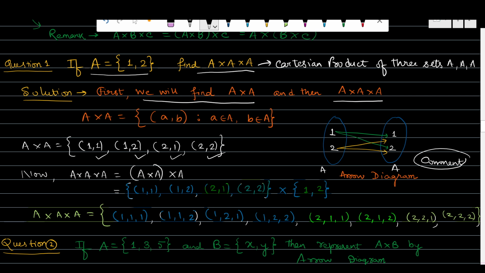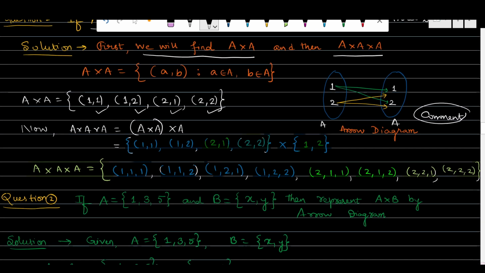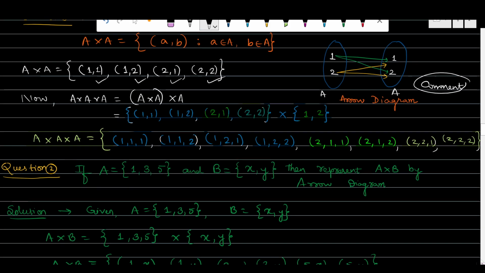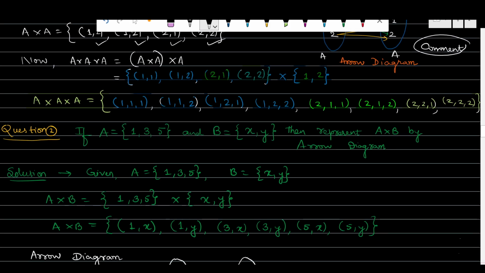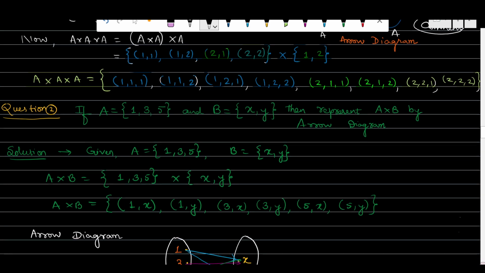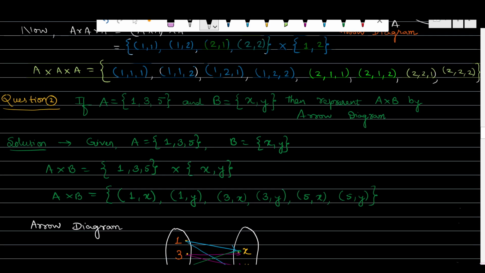Next, again we need to find the value of A cross B. So given A is this, B is this, you can find out easily. Now how to find A cross B? A cross B will consist of all those pairs such that the first element is in set A and the second is in set B, right?